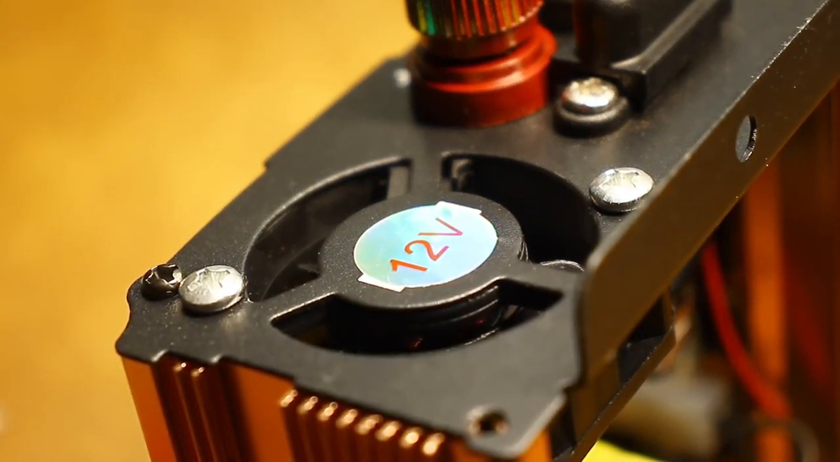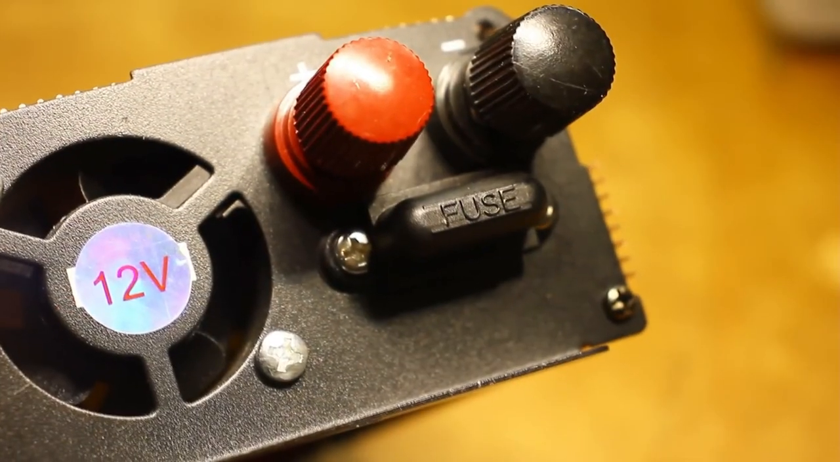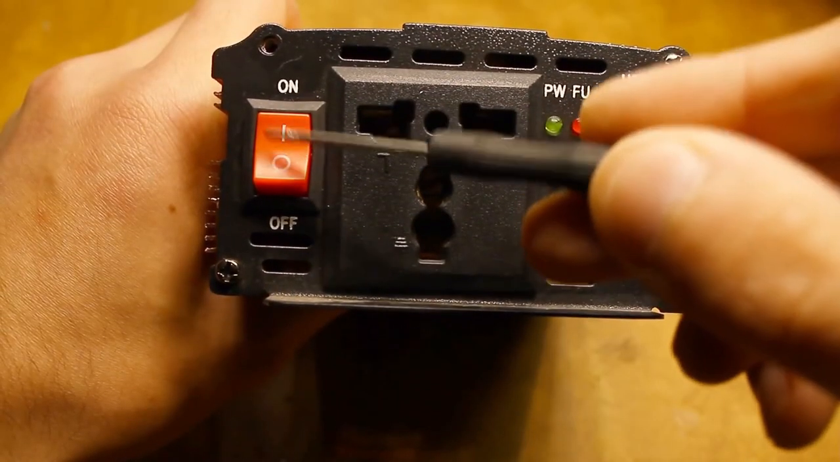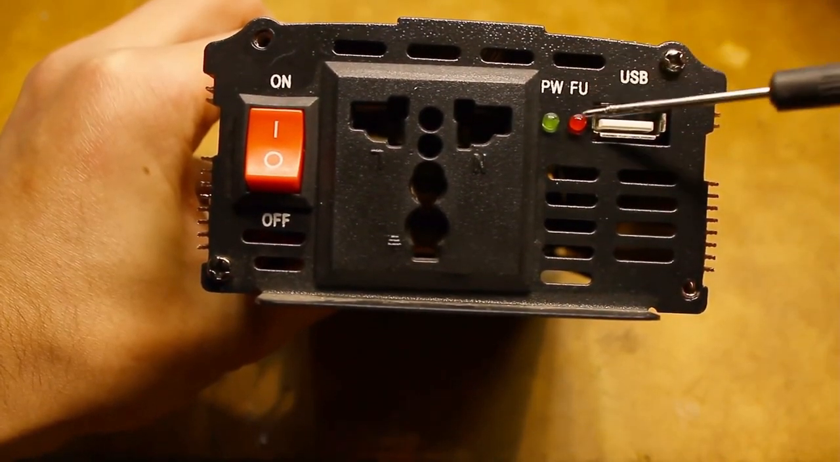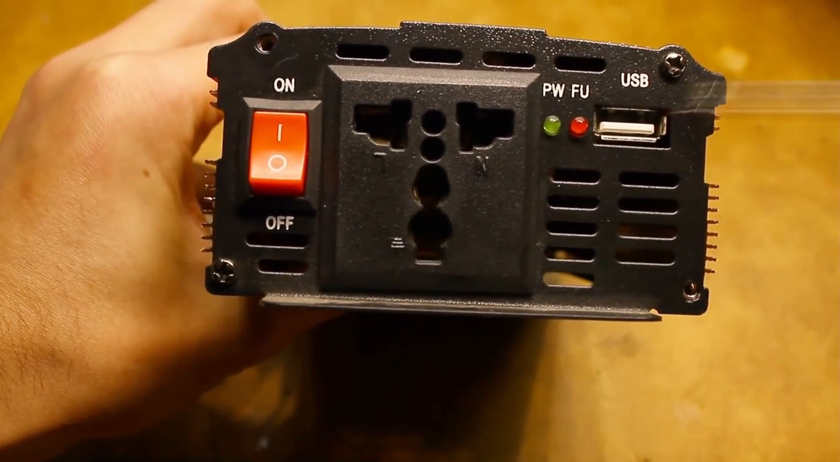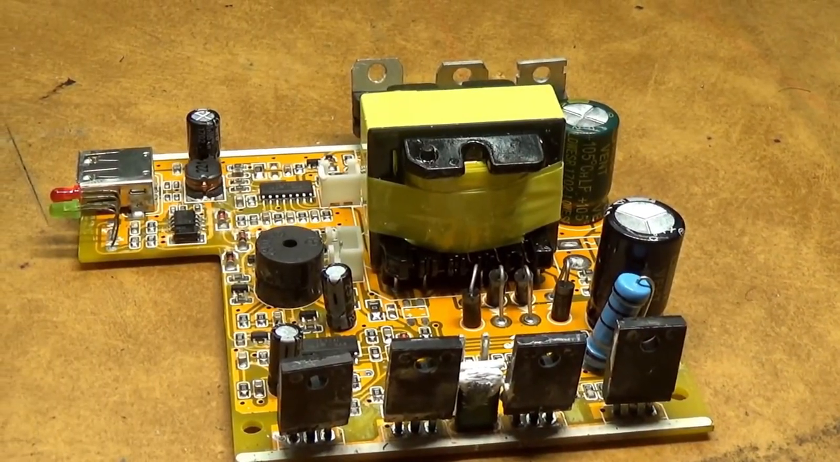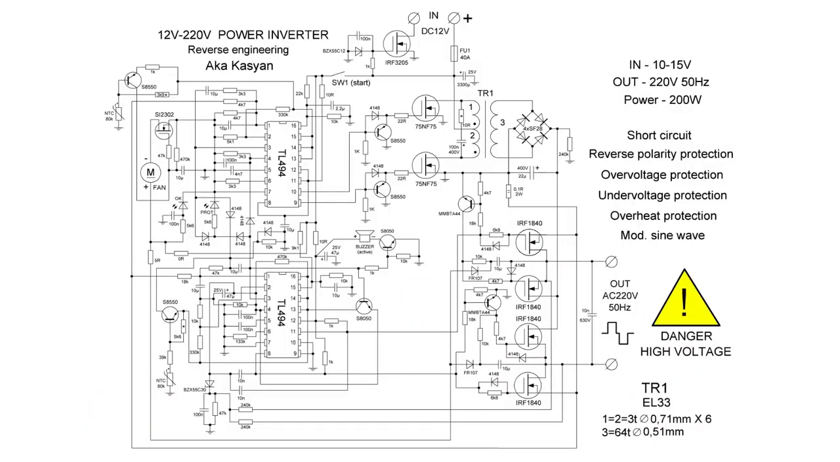The device has active cooling in the form of a 12-volt fan, power terminals, and a fuse. On the other side, there is a 220-volt output, a switch that starts the converter, and a pair of LEDs, green for operating mode and red for protection. There is also a USB output for charging all kinds of gadgets. The efficiency of the inverter is high due to the all-pulse conversion circuit.